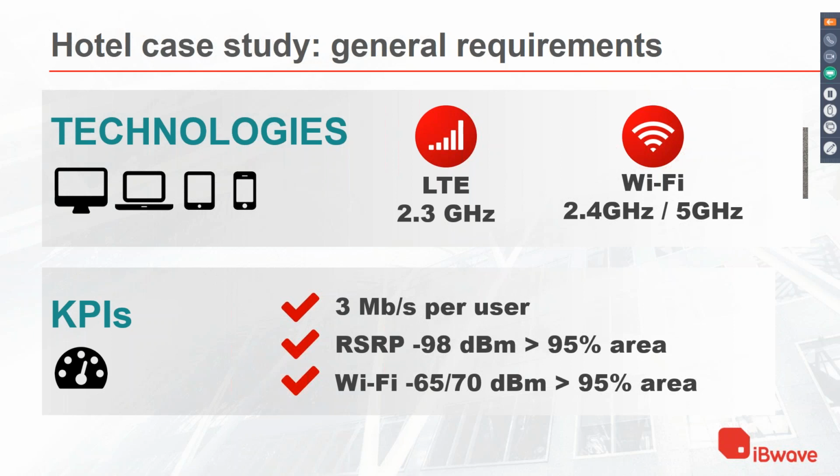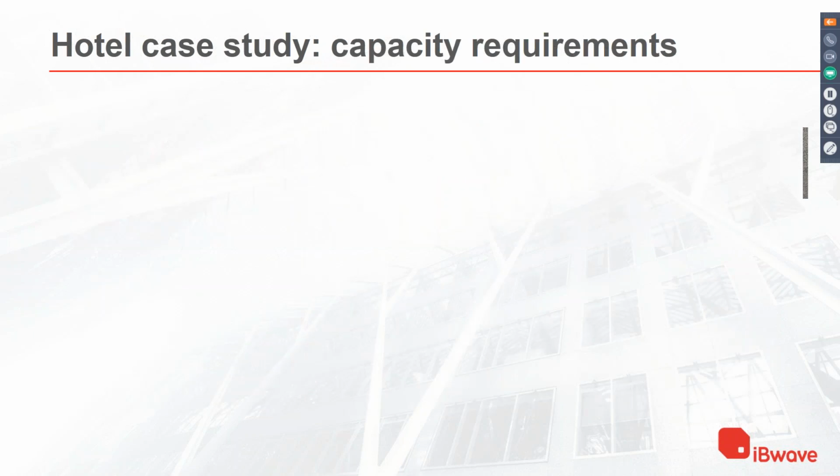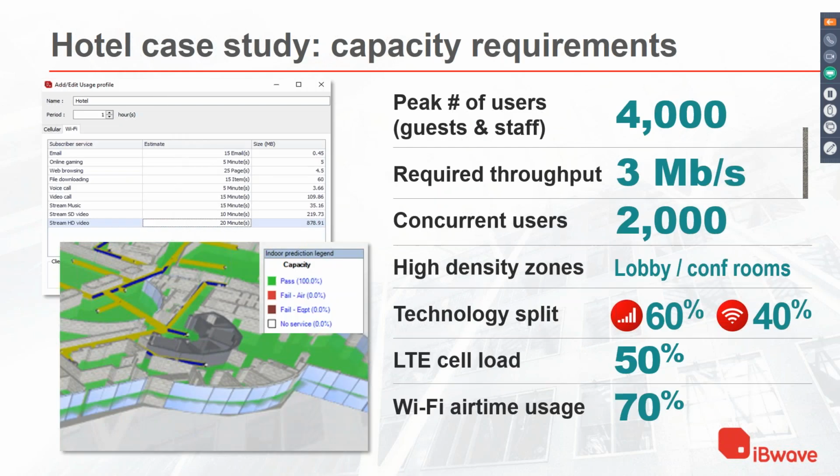All right, so now more requirements, but this time in terms of capacity requirements. So some of that I've mentioned before, but there's a little bit more information here. Peak number of users, now this includes guests and staff, 4,000. Required throughput, we talked about that already, 3 megabits per second. And concurrent users, so this is an important number. Here we're assuming that we're going to have a maximum of 2,000 concurrent users, across both technologies.